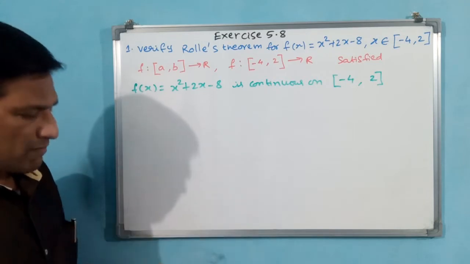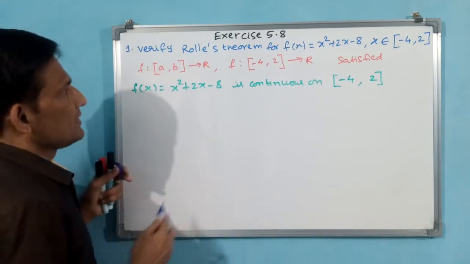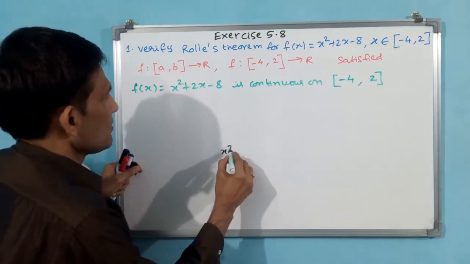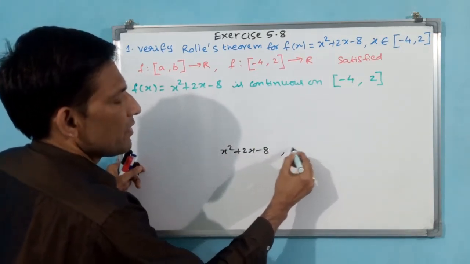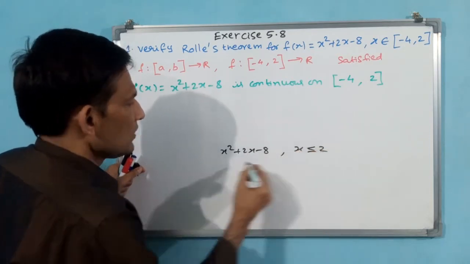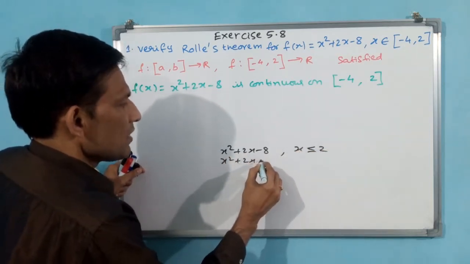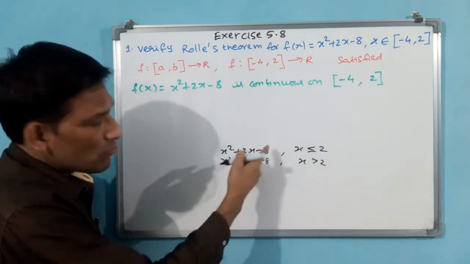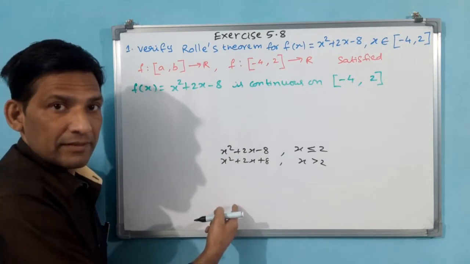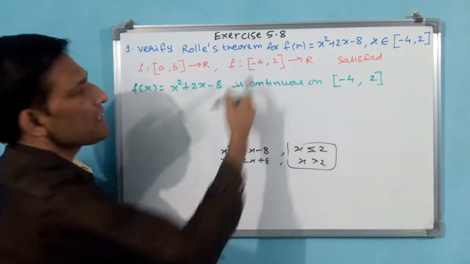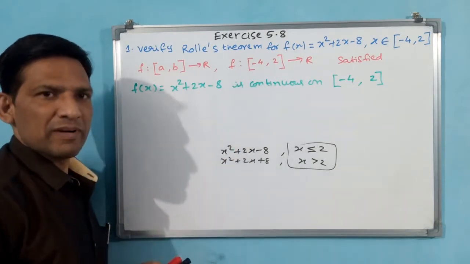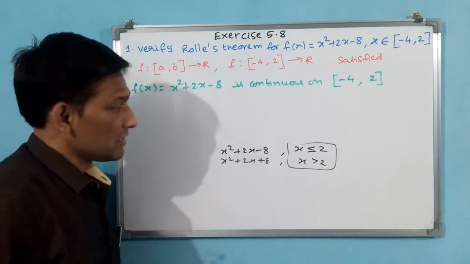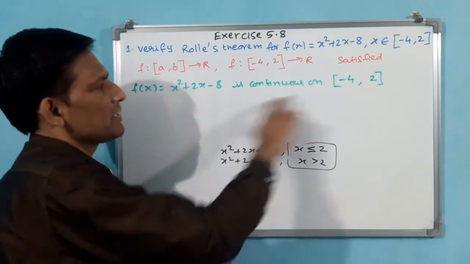Because if the same function were like this, x square plus 2x minus 8 where x is less than or equal to 2, and x square plus 2x plus 8 where x is greater than 2, then we have to see whether continuous or not. But are such logical conditions there here? Not there. This is a simple polynomial function, continuous only. Several questions we have done and got experience. That is why we have written this is a continuous function.